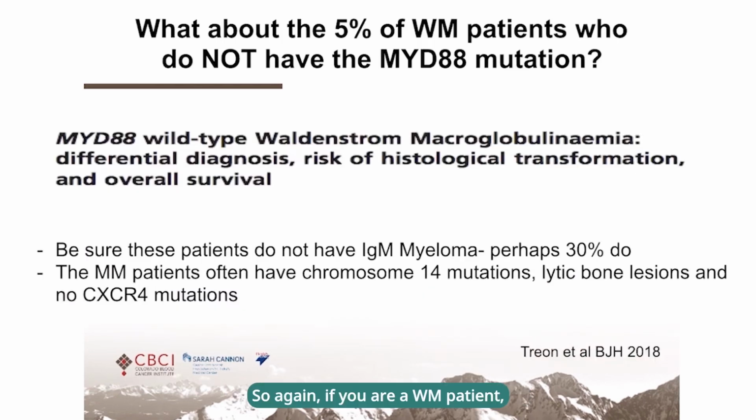So again, if you are a WM patient and you don't have the MYD88 mutation, the big thing is to make sure that these patients do not have IgM myeloma. That's the most important thing. And again, the myeloma patients often have chromosome 14 mutations, bone lesions on imaging studies, and no CXCR4 mutations.